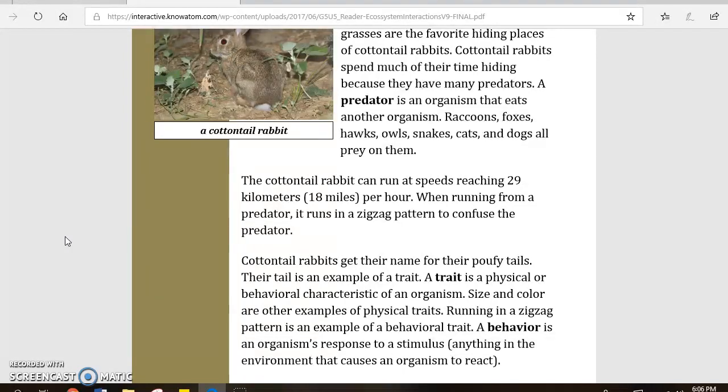A trait is a physical or behavioral characteristic of an organism. Size and color are other examples of physical traits. Running in a zigzag pattern is an example of a behavioral trait. A behavior is an organism's response to a stimulus, anything in the environment that causes an organism to react.